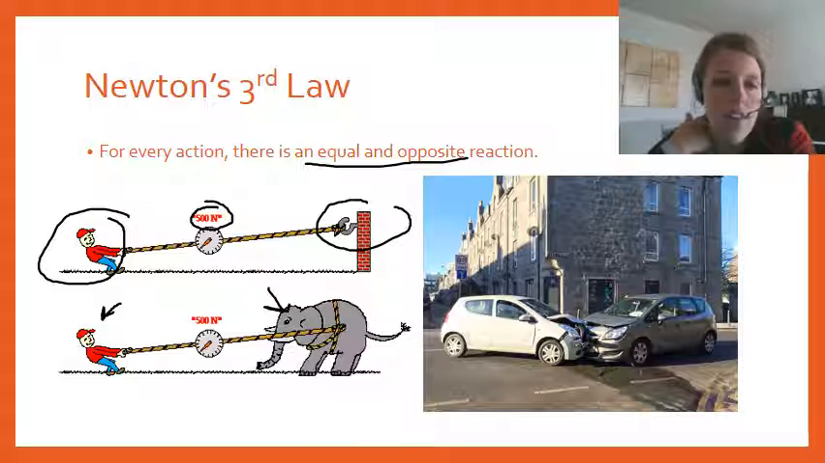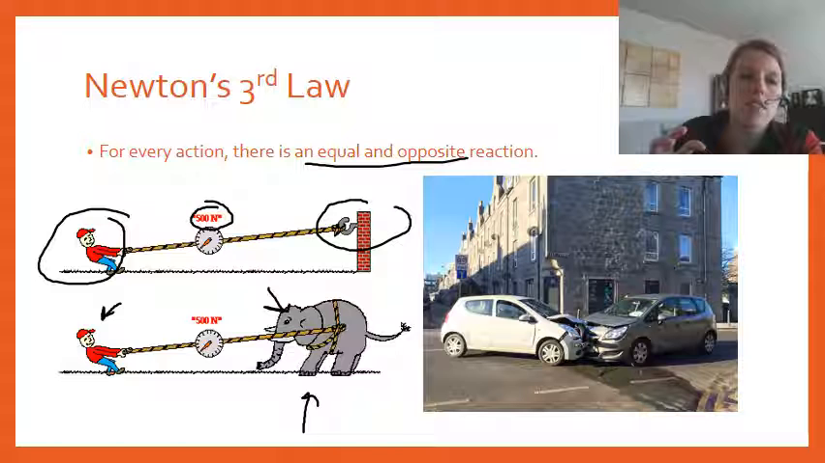Now, in this scenario down here, it might end up being that the elephant is going to throw it out of balance, and there won't be an equal and opposite reaction. The elephant has more force, and so it may pull the guy forward. But we see these kinds of things also in car accidents. For every action, there is an equal and opposite reaction. If I smash my car into another person's car, their car is also going to smash into me. Anyway, it's equal and opposite.